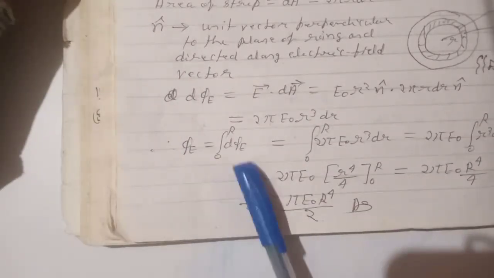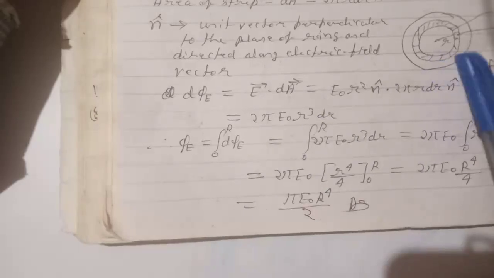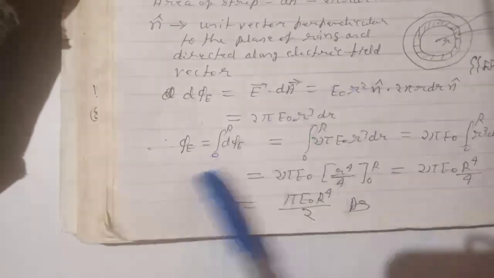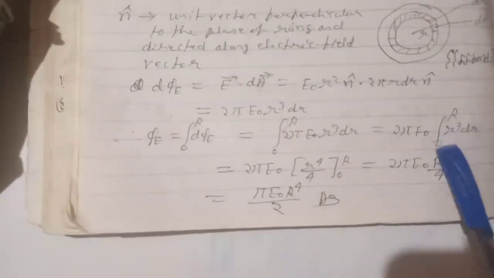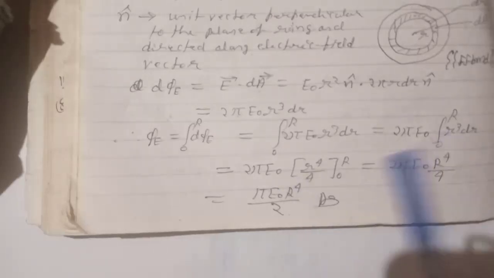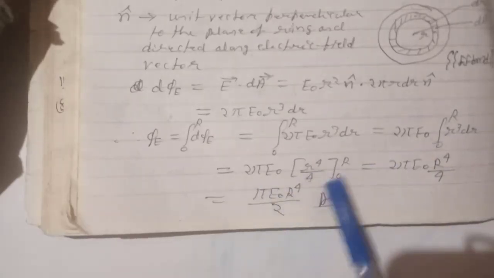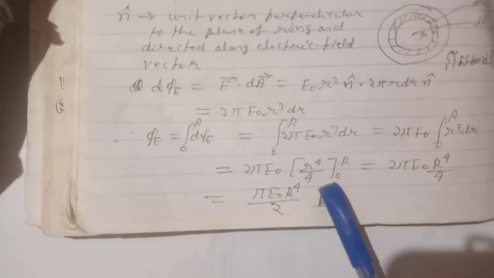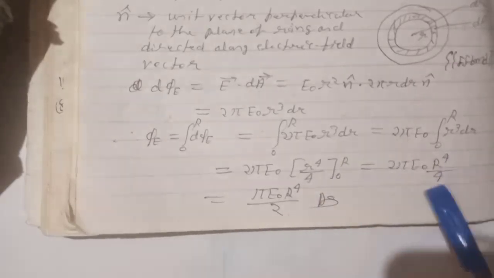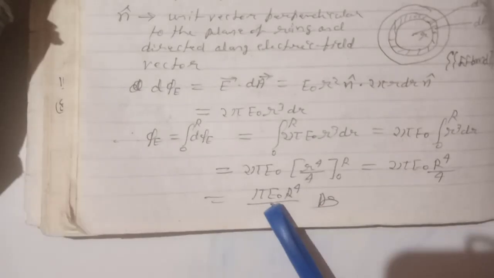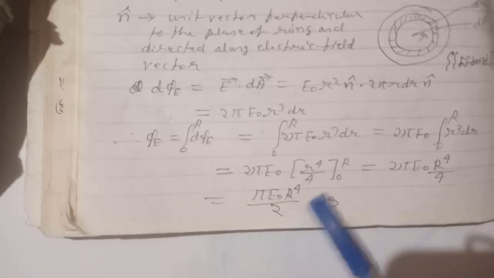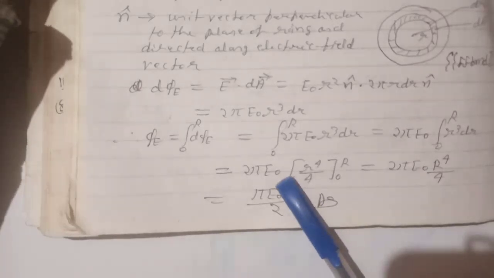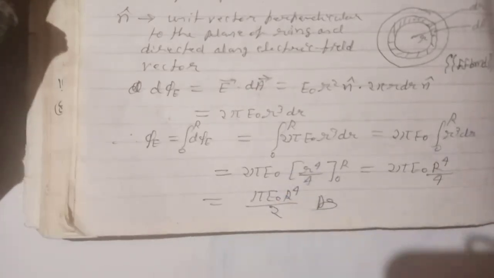Hence total flux phi will be the integration from 0 to R of d phi, because the radius of the circle is given as capital R. So integral 0 to R of 2 pi E naught r cube dr, 2 pi E naught times the integral 0 to R of r cube dr, and the integration is r^4 by 4. So 2 pi E naught R^4 by 4 with limits 0 to R, or pi E naught R to the power 4 divided by 2. Answer: this is the total flux from the circular area.